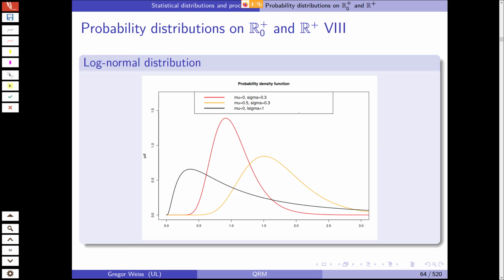Again, on this slide here, 64, you can see the examples for the log normal distribution. And this is also a distribution that is frequently used for log return or for returns or for prices, but also for credit risks, for losses that result from credit investments.